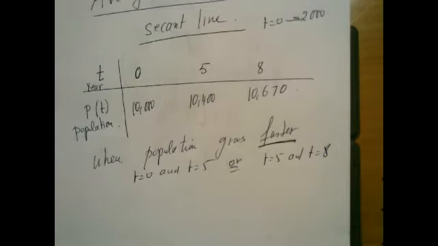Okay, Luke is giving me between 5 and 8. Anybody else? Anybody else? When was it growing faster? And what is this number that we have to use to figure out when is it growing faster?